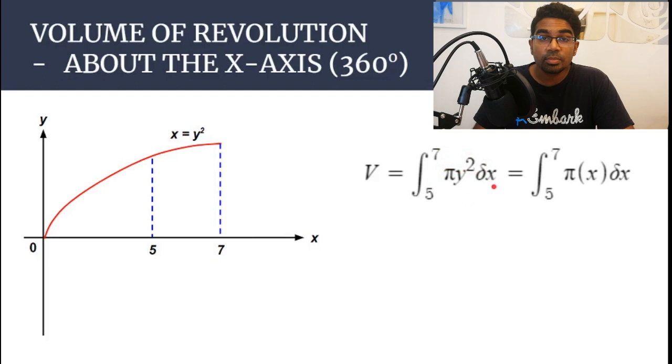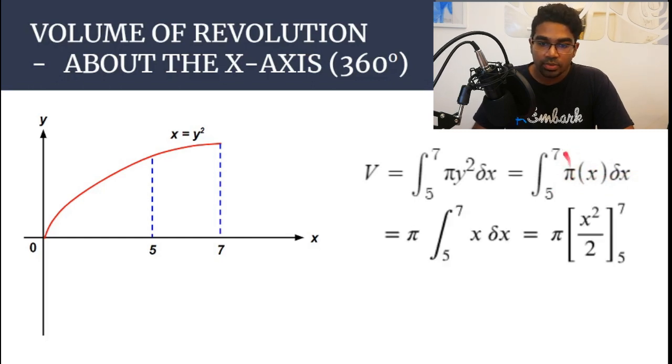Remember, when it's a revolution about the x-axis, then we integrate with respect to x. And this will be equal to the integration of pi y squared, where y squared is equal to x. Remember, we have to substitute the value of y squared in terms of x because we are integrating with respect to x. So y squared will be substituted with x. Then we get the integration of pi x dx with limits of 5 to 7.